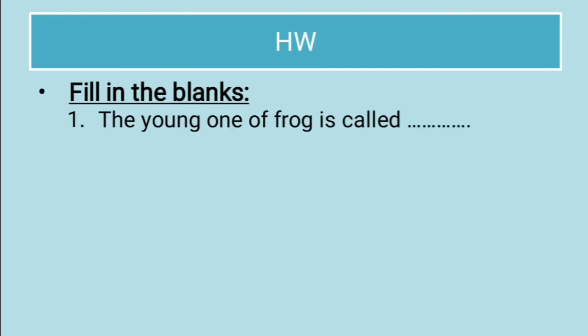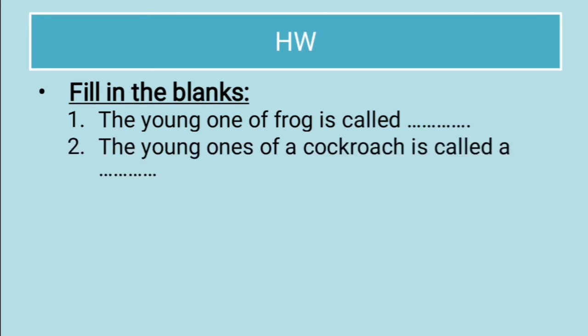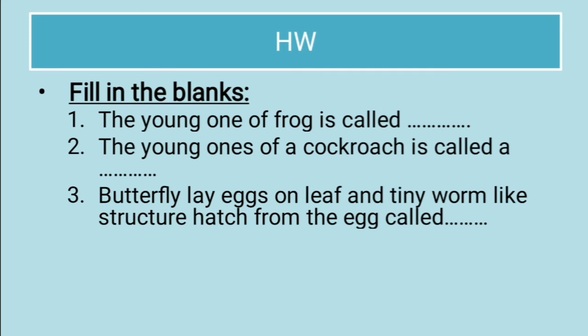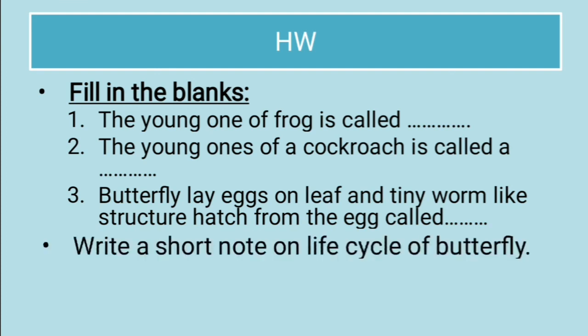The young one of a frog is called Dash. Second, the young ones of cockroach are called Dash. Butterfly lays eggs on a leaf and a tiny worm-like structure hatches from the egg called Dash. Then the last question is, write a short note on the life cycle of butterfly. Well, that was homework for you.